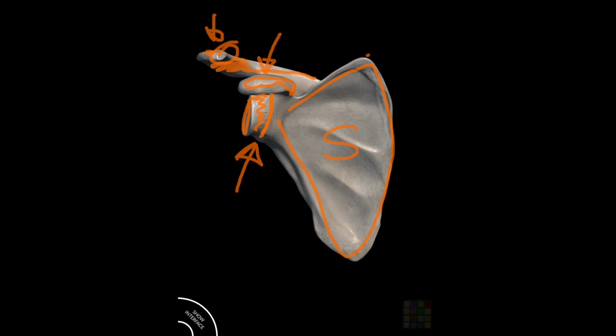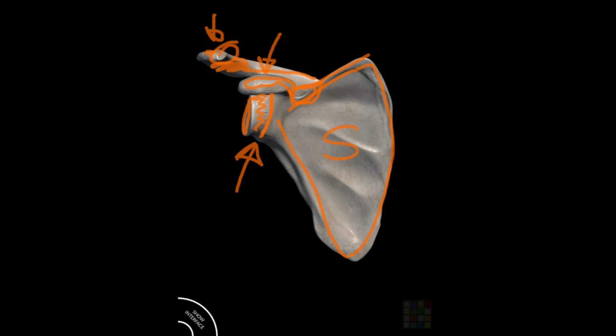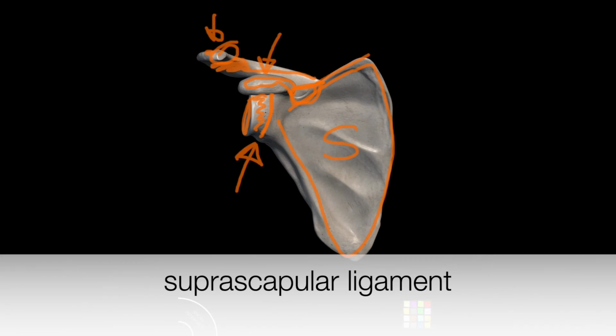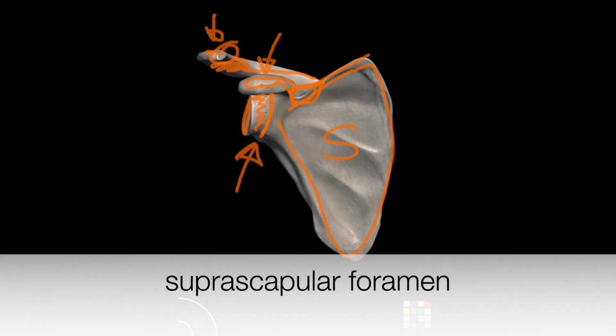One other feature along the superior border here, we see this deep notch, which is the scapular or suprascapular notch. And in life, this is closed by a ligament, which is the suprascapular ligament, and that transforms the notch into a foramen, the suprascapular foramen. Foramen just means hole.